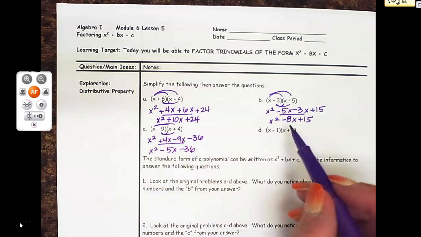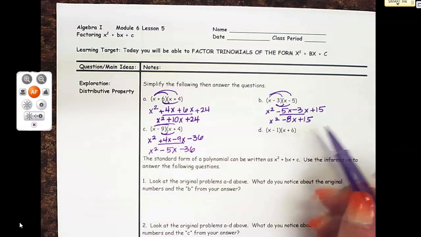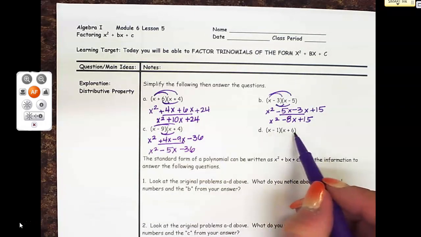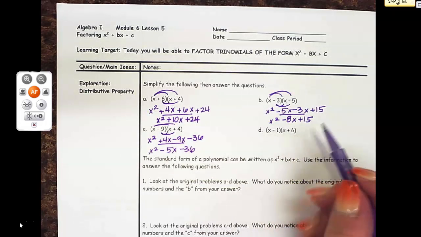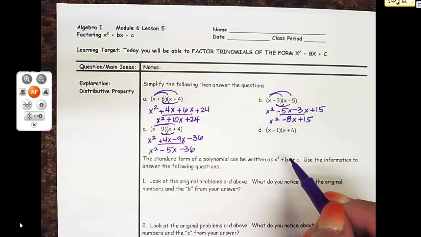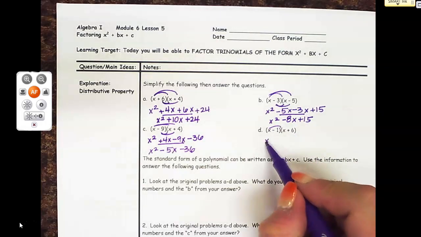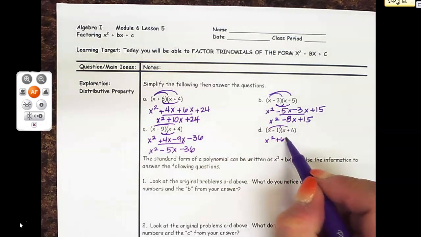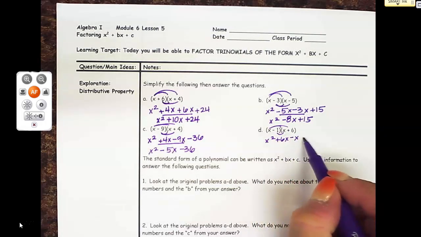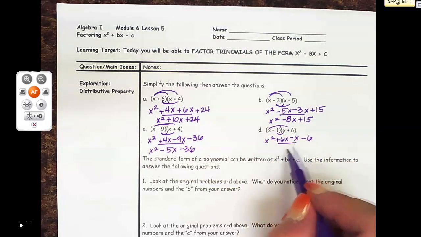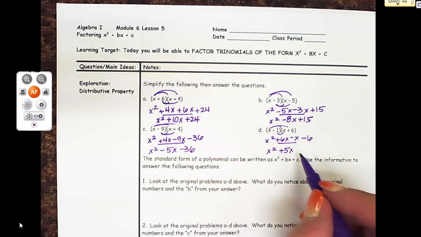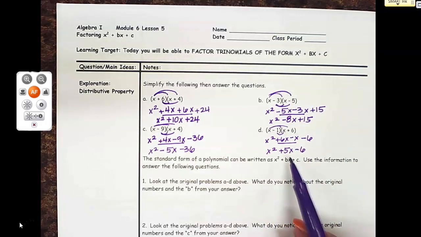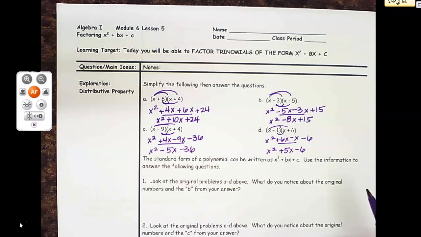And last but not least, I've got another subtraction and addition. This time the number I'm subtracting is smaller than the number that I'm adding. I've got an x minus 1 and an x plus 6. So I'm going to see what that does to my result. So I've got x squared plus 6x minus x minus 6. And when I combine my like terms this time, I have a plus 5x as my b term, or my middle term, or my coefficient of x is positive 5.